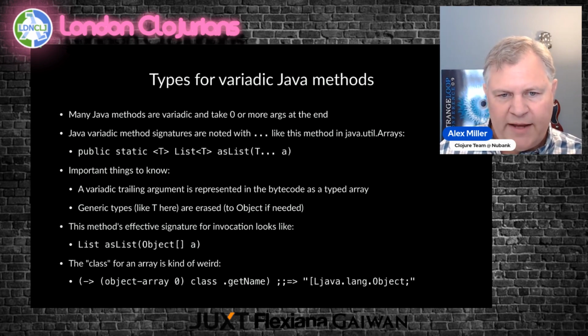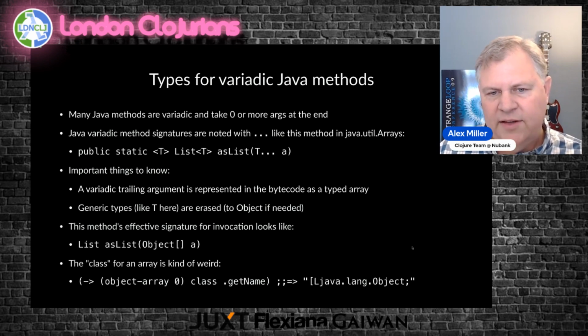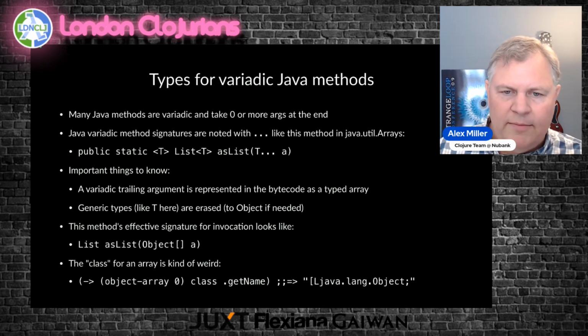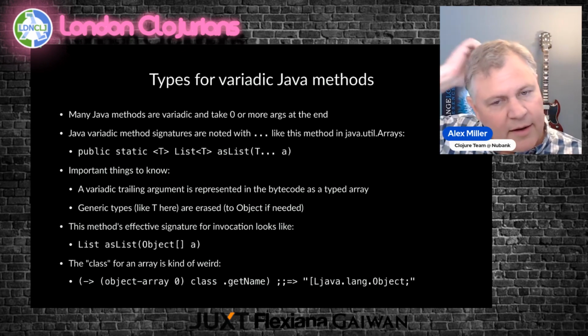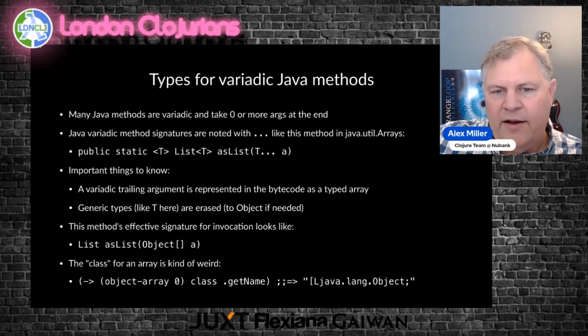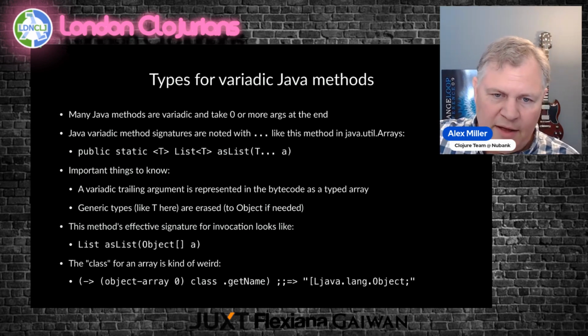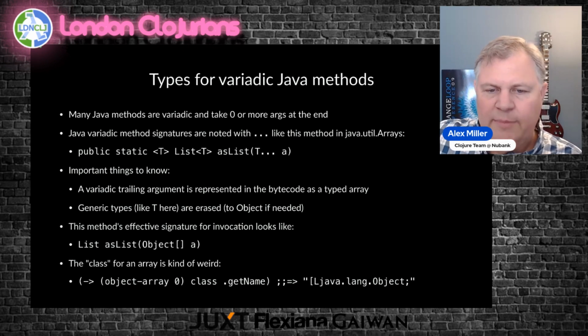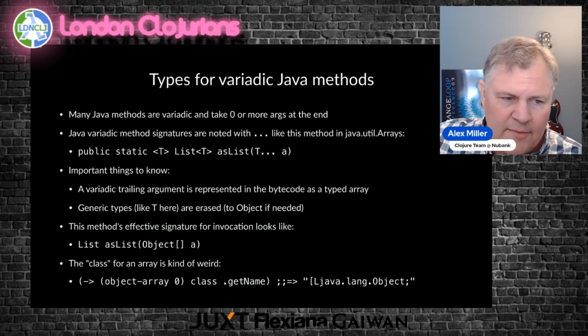That's going to get erased in the JVM to being just something that returns a list and takes an array of objects. Variadic Java methods are implemented in the JVM as an array of type T, but T is a generic type. Generics get erased. So in this case, it'll get erased all the way back to Object. So asList is really a Java method that takes an object array. It's unfortunate that you have to know all of that.